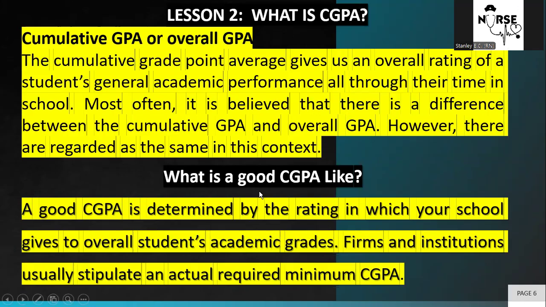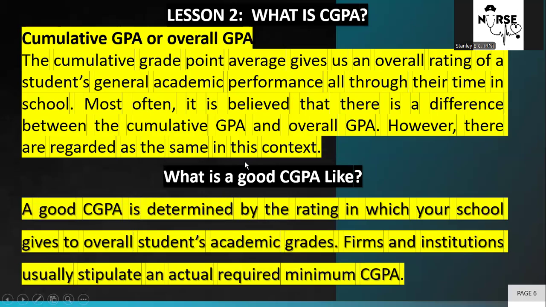What is a good CGPA like? A good CGPA is determined by the rating which your school gives to overall student academic grade. Firms and institutions usually stipulate an actual required minimum CGPA. For instance, if you intend to further your education after your 3 years of studies at the School of Nursing, or after your 5 years, as the case may be, you will be required to submit or forward your CGPA, your performance, which, like I said before, is called transcript. Now, what they are looking for is your CGPA.